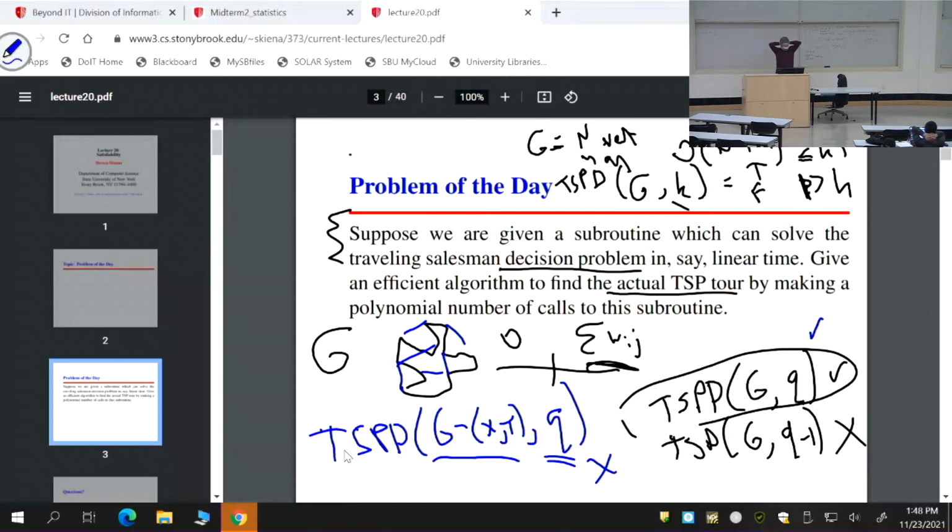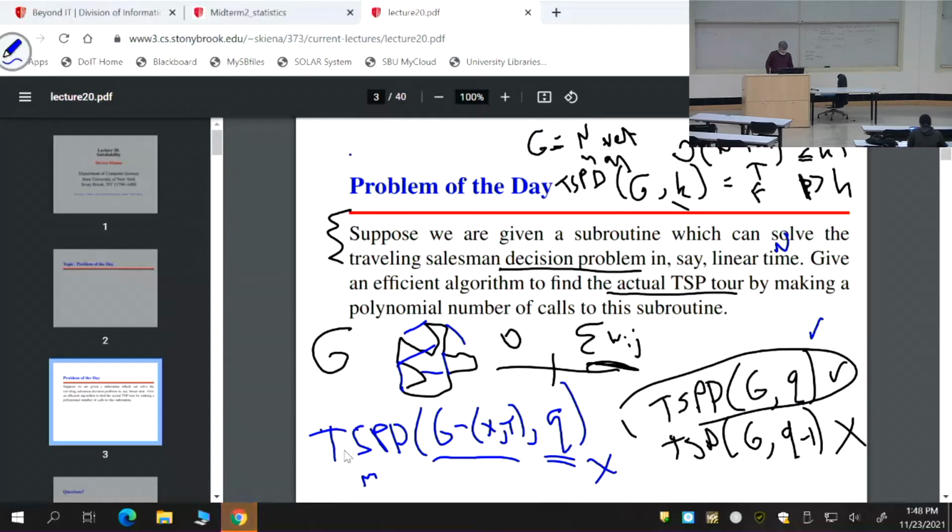Any questions about that? So the interesting thing is, how many queries am I making now? If I have a graph on n vertices and m edges, how many queries am I making? I'm making exactly m queries in this phase, right? And so if you could solve the decision problem in order n time, and I'm able to solve this by making m such queries, that would give me an n times m algorithm, okay?